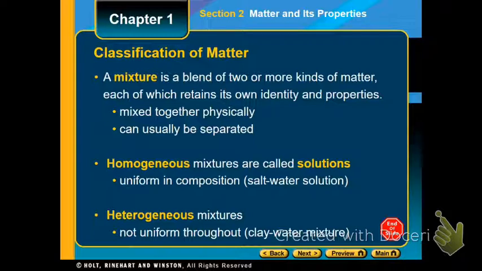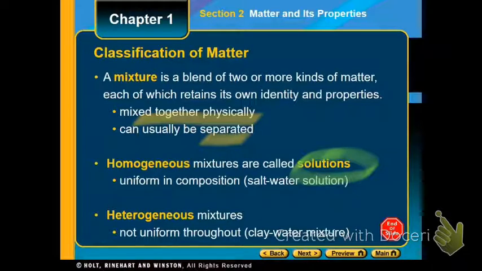For a mixture, it is a blend of two or more kinds of matter. They have their own identity. They are mixed together physically. That is important. So mixed together physically and can be separated typically. Homogeneous and heterogeneous mixtures are the two types we looked at. Homogeneous mixture, it is very common for them to also be called solutions if they are in liquid form. So if you had a salt water mixture, you're going to call it a solution of salt water.